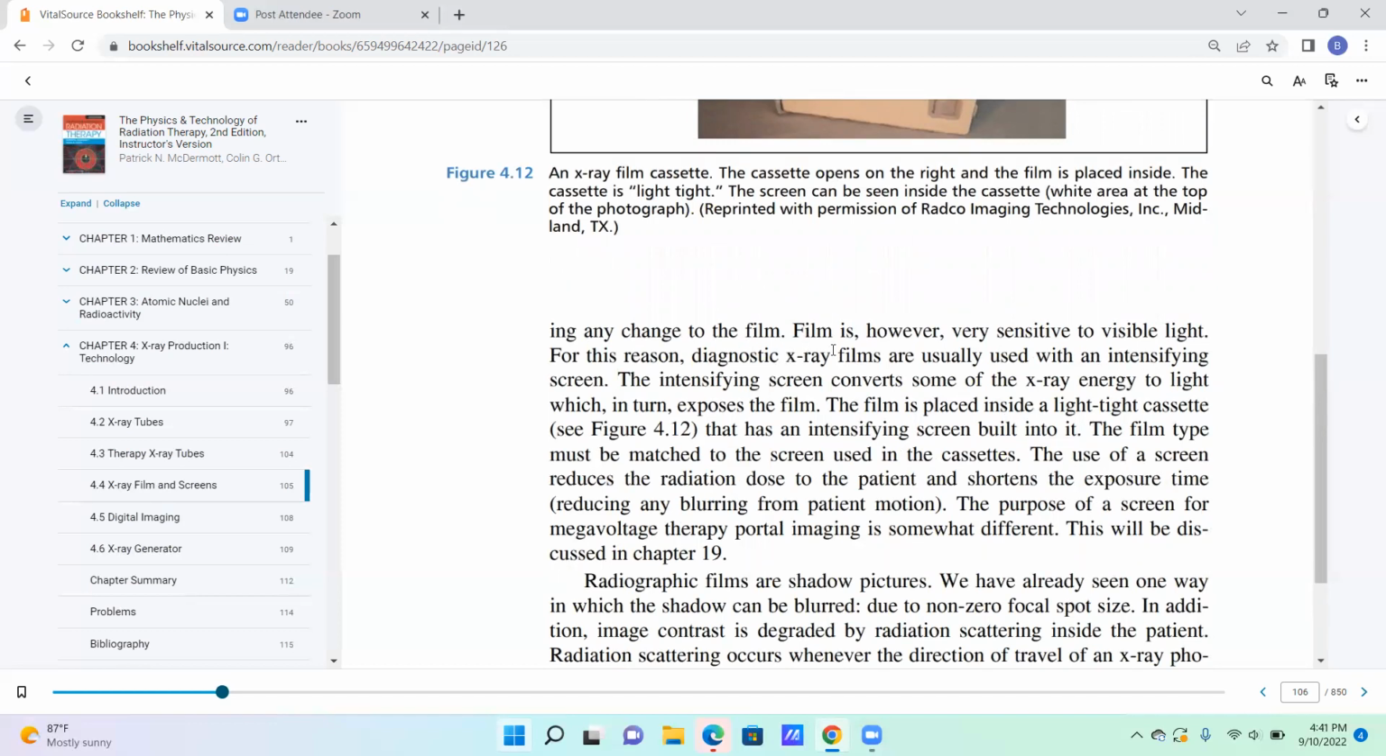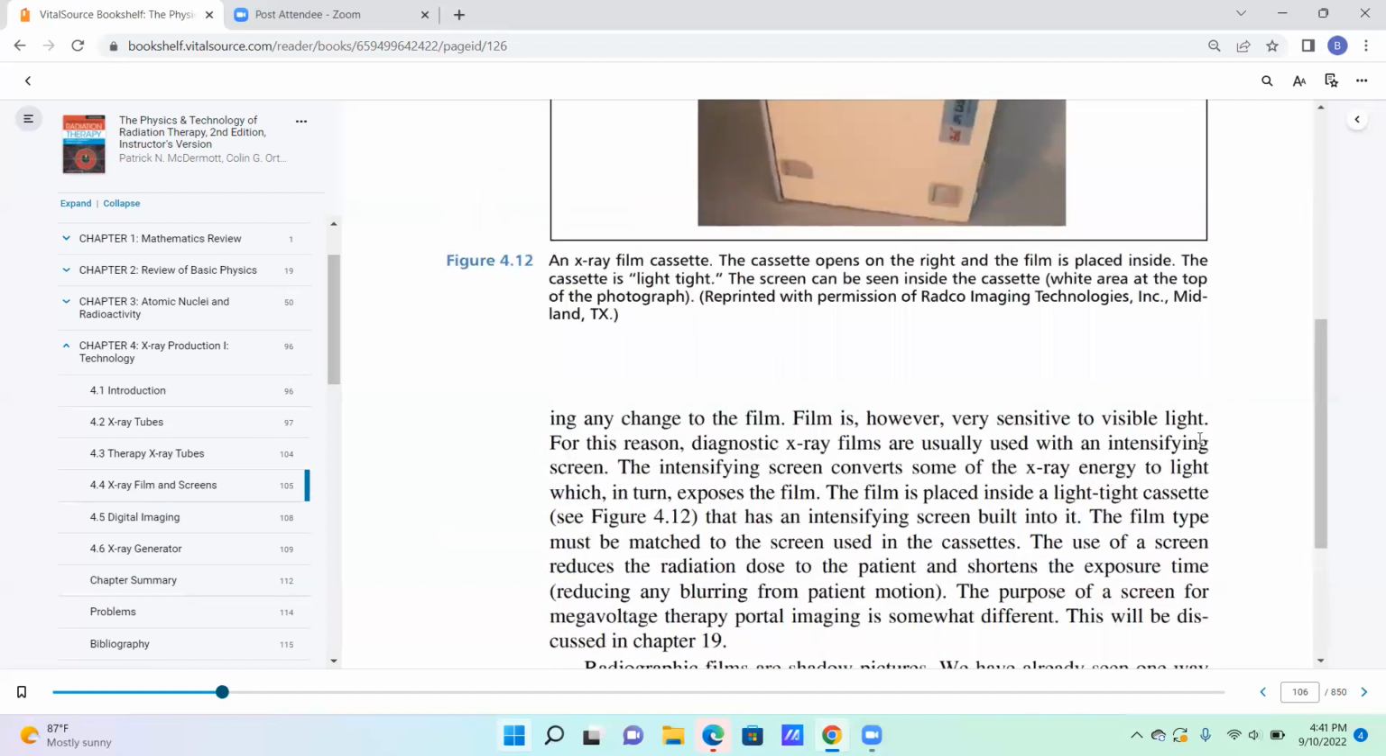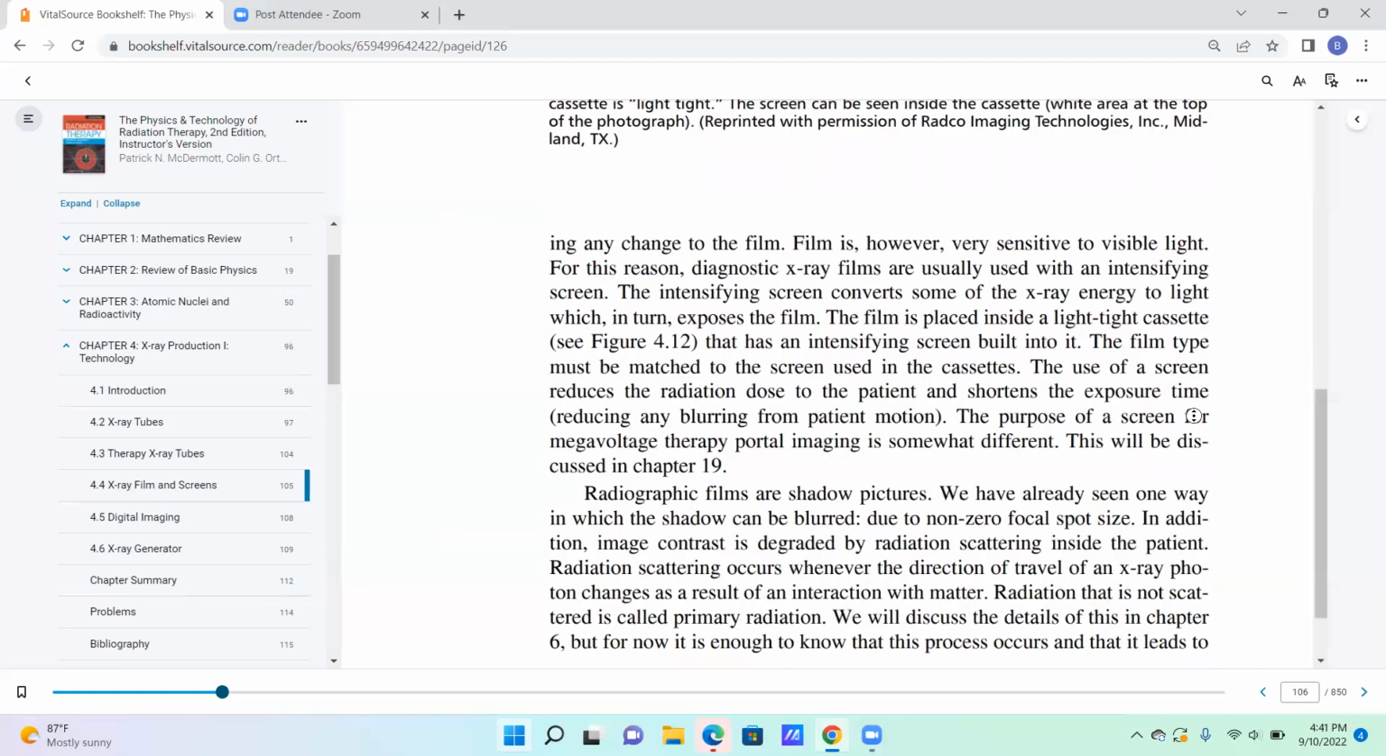And diagnostic X-ray films are used with an intensifying screen. This converts some of the X-ray energy to light, which in turn exposes the film, and the film is placed inside the cassette that has an intensifying screen built into it. The film type must be matched to the screen used in the cassettes. The use of a screen reduces the radiation dose to the patient and shortens the exposure time. The purpose of the screen for megavoltage therapy is somewhat different, and we'll get to that later.